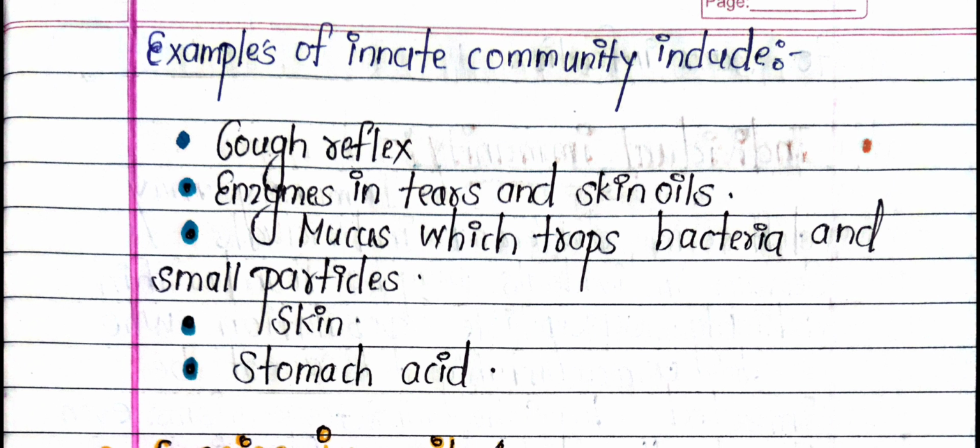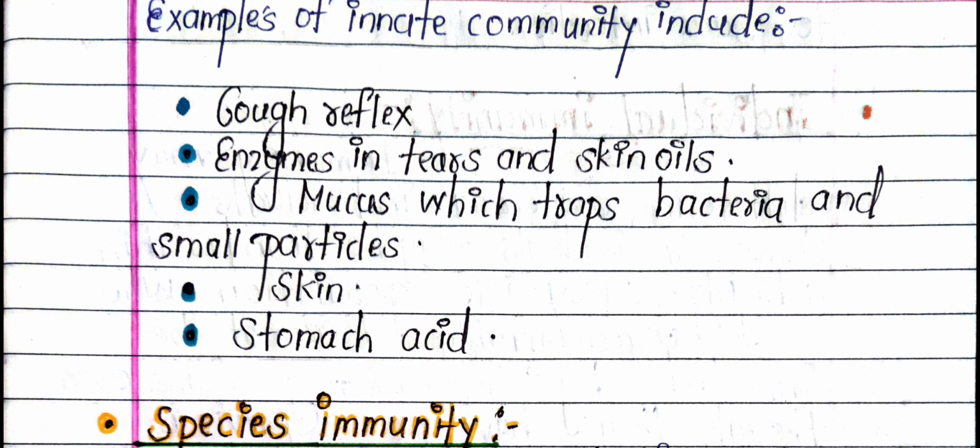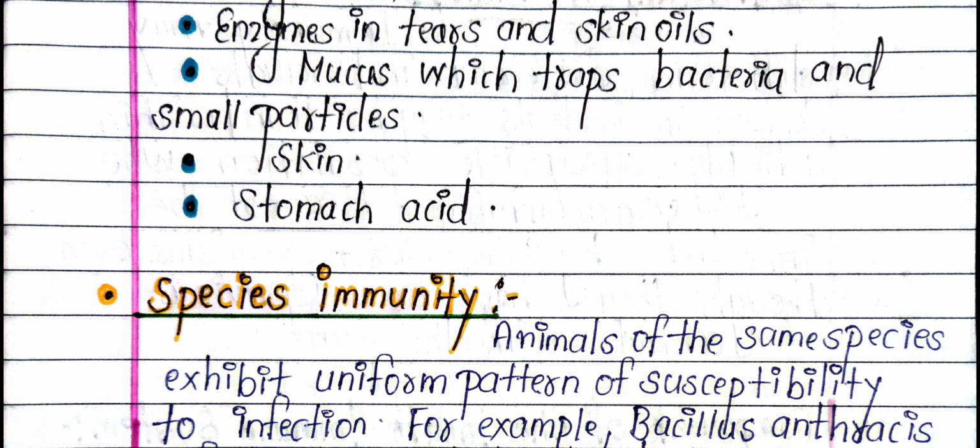Examples of innate immunity include the cough reflex, enzymes in tears and skin oils, mucus which traps bacteria and small particles, skin, stomach acid, etc.